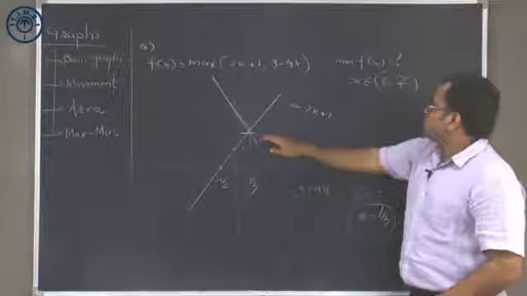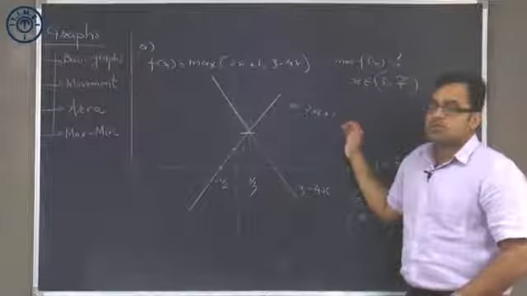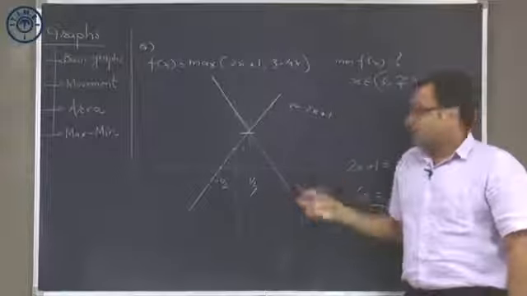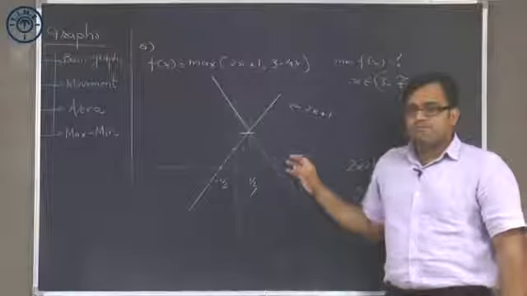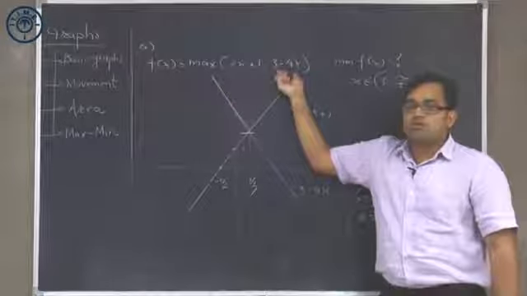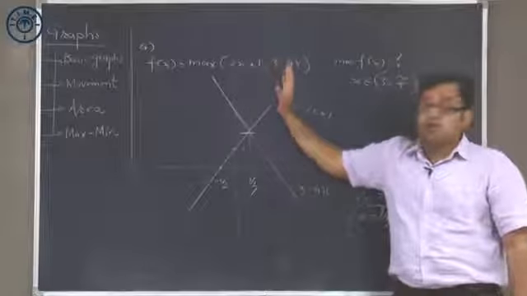The minimum value would have happened at exactly 3. So at 3, it would have been 3 into 2, 6, plus 1, 7. Likewise, we would have been able to tell the answer. In general, what you can do is, whenever a question like this is given, just equate the two of them, and whatever value of x you get, that will give you your answer.